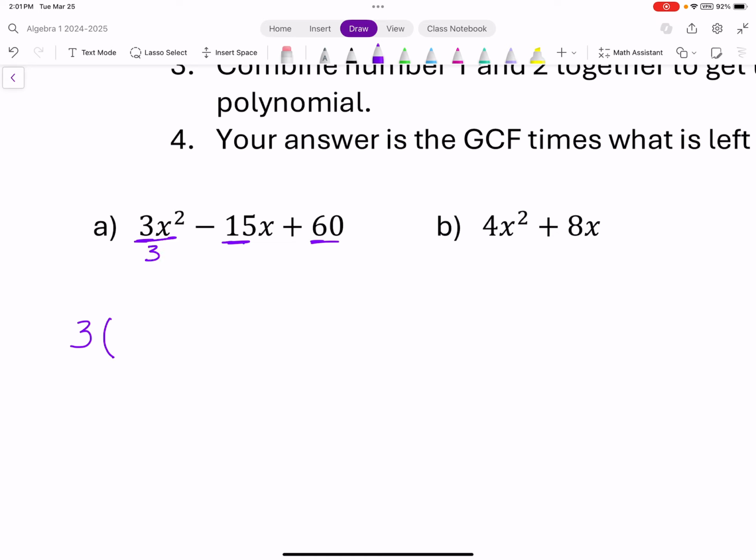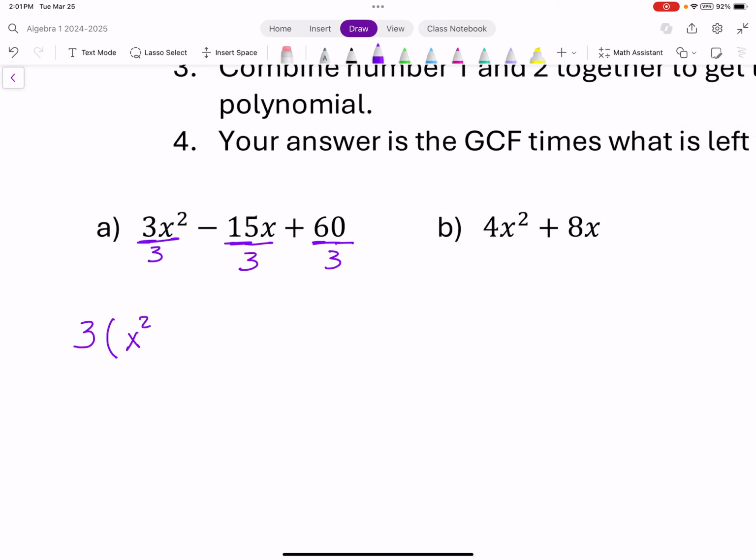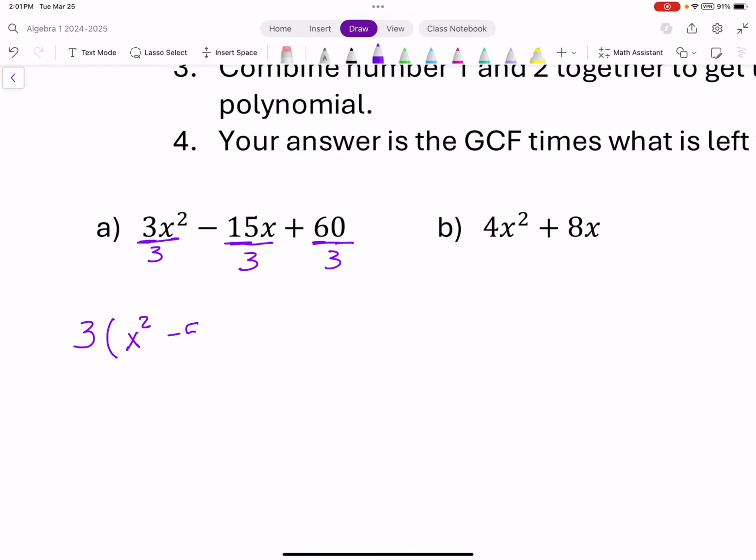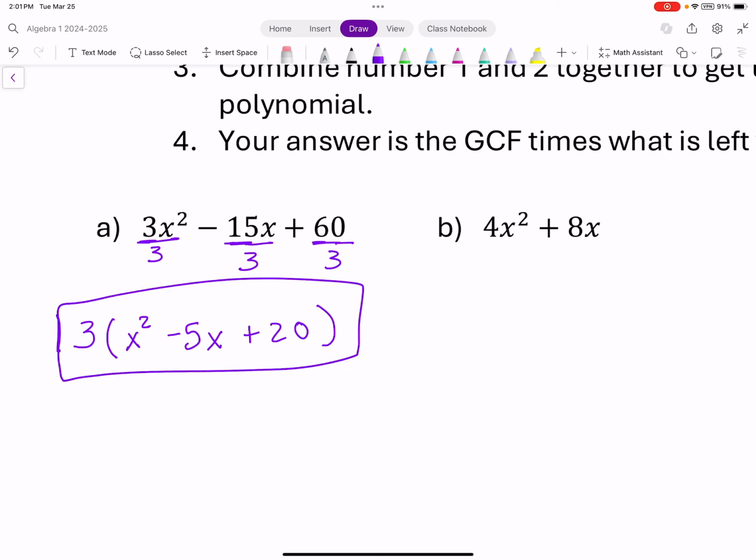So I'm going to go ahead and divide all of these by 3, and what's left when I do that will be in the parentheses. So 3x squared divided by 3 is x squared, or 1x squared. Negative 15x divided by 3 is negative 5x. And then 60 divided by 3 is positive 20. That would be my final answer. I took out the GCF of 3, and I'm left with what's in the parentheses.